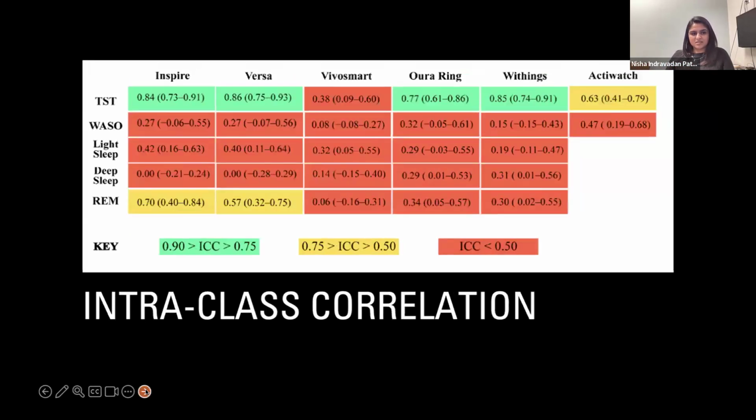And then here, this is the intra-class correlation, so the ICC. This is a statistical measure of quantifying the similarity or consistency of the observations within a group. So this is to see if the data is reliable for these devices or not. And once again, we want it to be on the higher end, so like 0.9 to 0.75. And it looks like these devices were good at differentiating total sleep time versus not sleep time compared to the other stages. So they weren't really great at sleep staging.